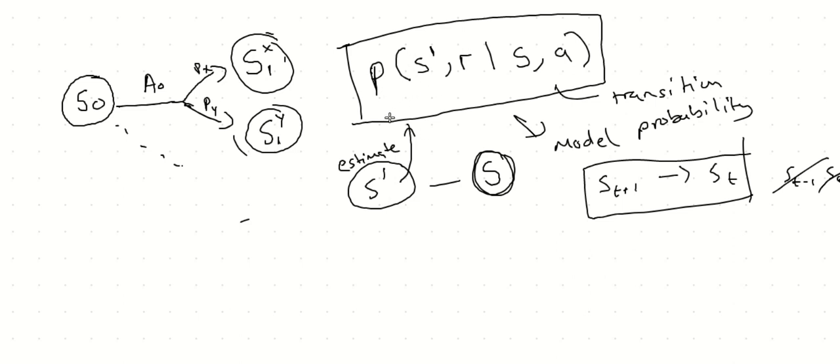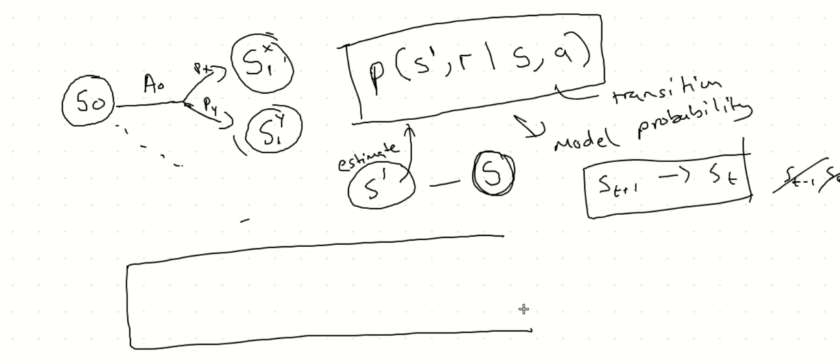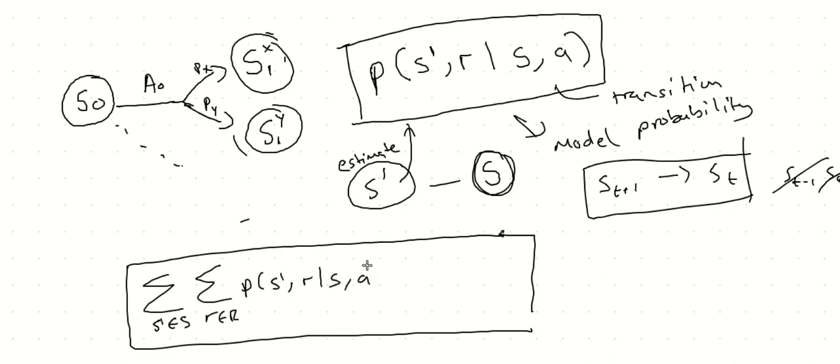And another property, and this will be the focus of the next video, that we need to know is that the summation of all the states S prime, an element of S, and all the rewards R, an element of big R, of the probability of S prime comma R given S comma A, should be equal to 1.